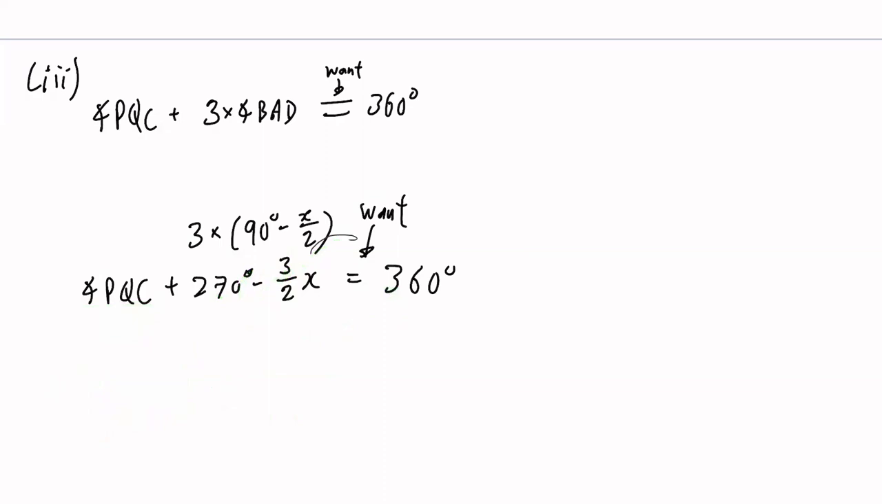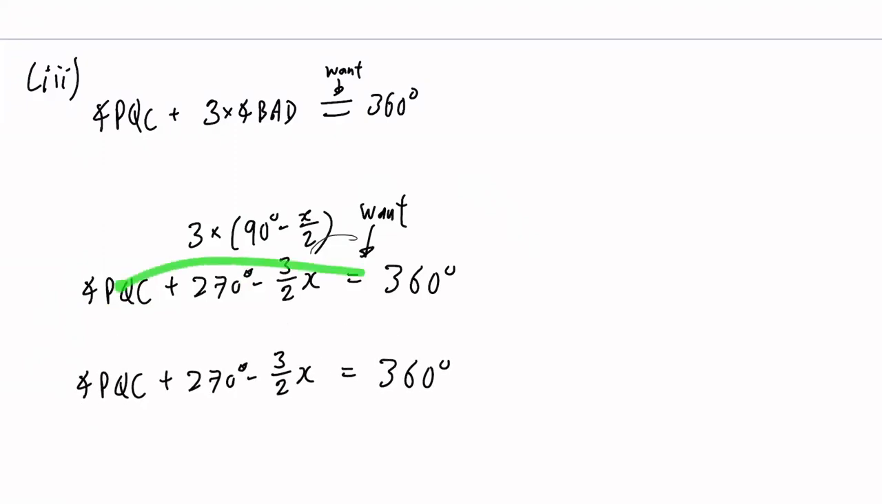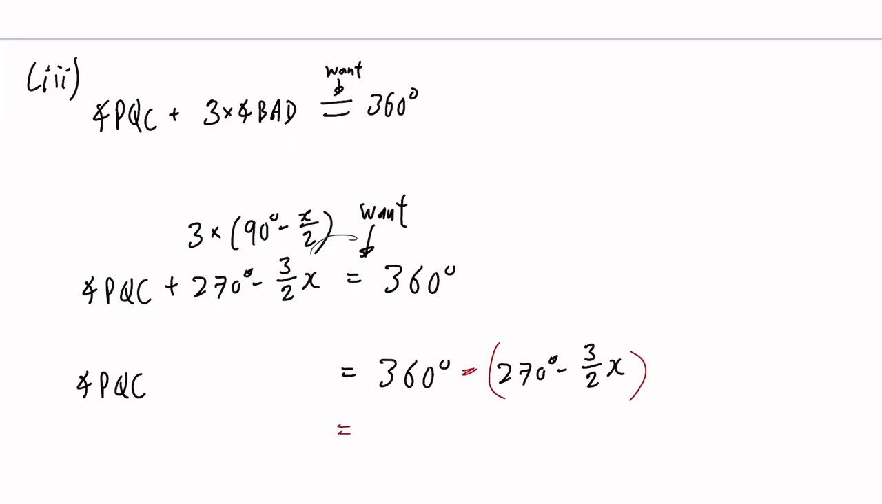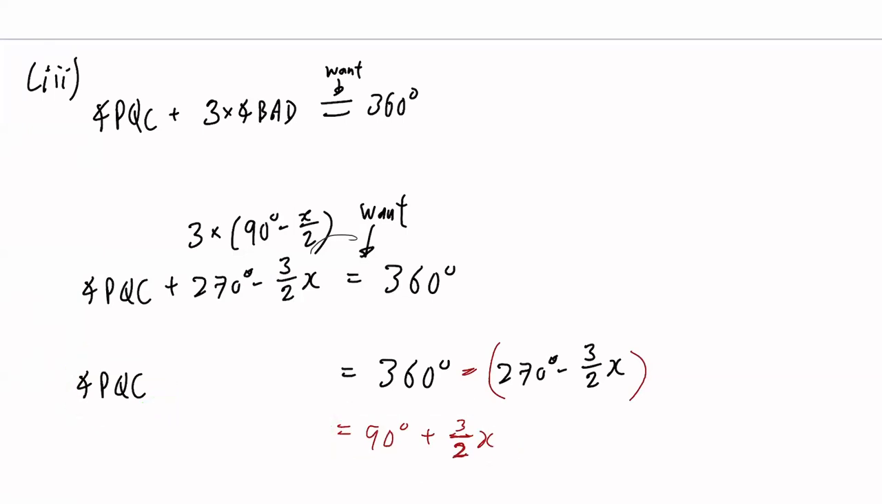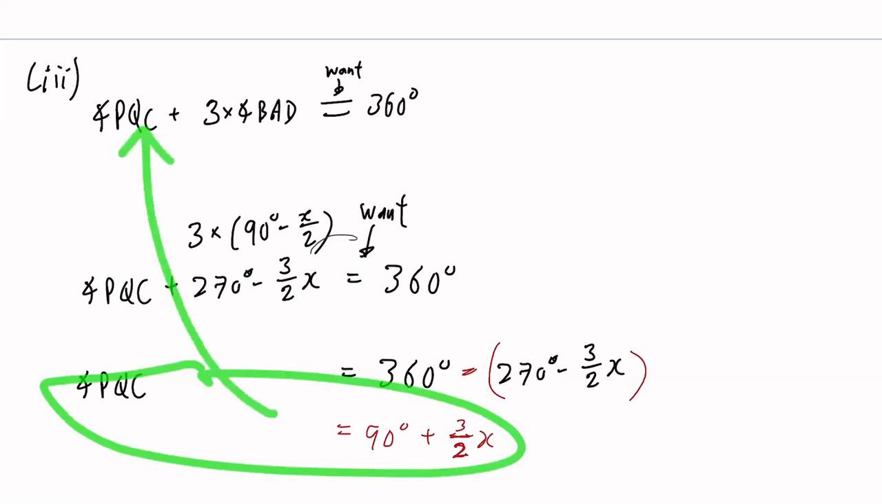Okay, so our goal now changes to the following. Instead of wanting to get this guy, what we want is to show that angle PQC is this guy, which is really just 90 degrees plus 3 over 2x. I skipped a few steps. Is that okay? Okay, so now our goal changes. That's the real question. Once we've shown this, we can just substitute in the 90 minus x over 2 there, and then it will be equal to 360, and then we're done.